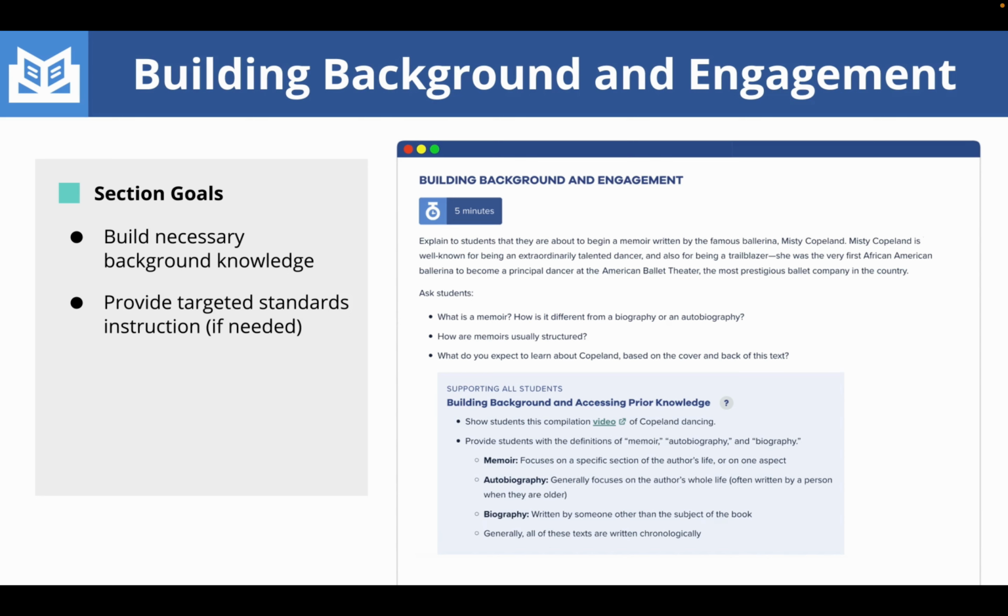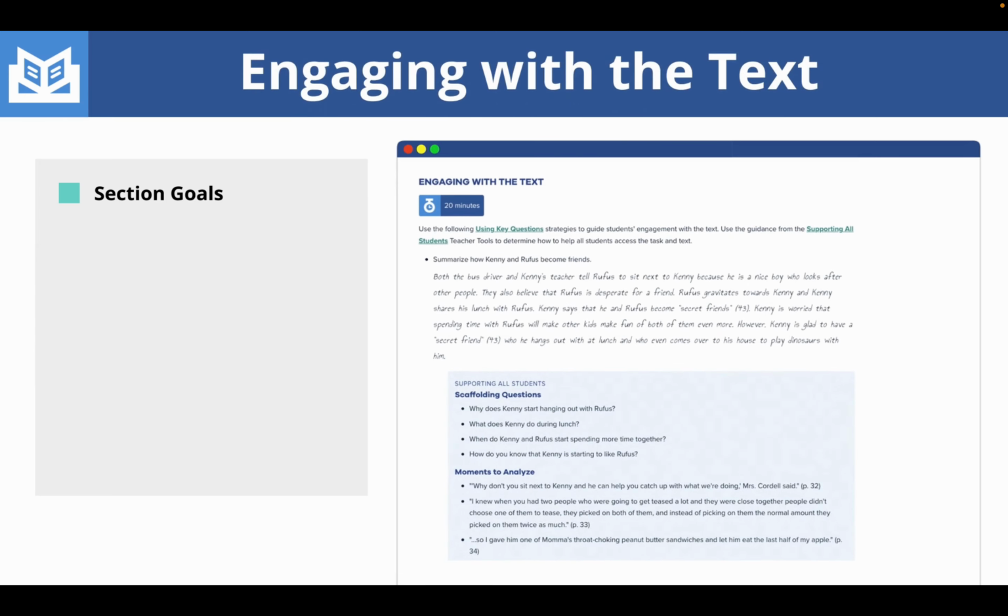It's not expected that you'll use all of the supports in these boxes. You'll choose supports to use based on your students' needs when you intellectually prepare to teach the lesson. In the next module, we'll talk about how you'll decide which of these supports you'll want to use with your students. The next section is engaging with the text.